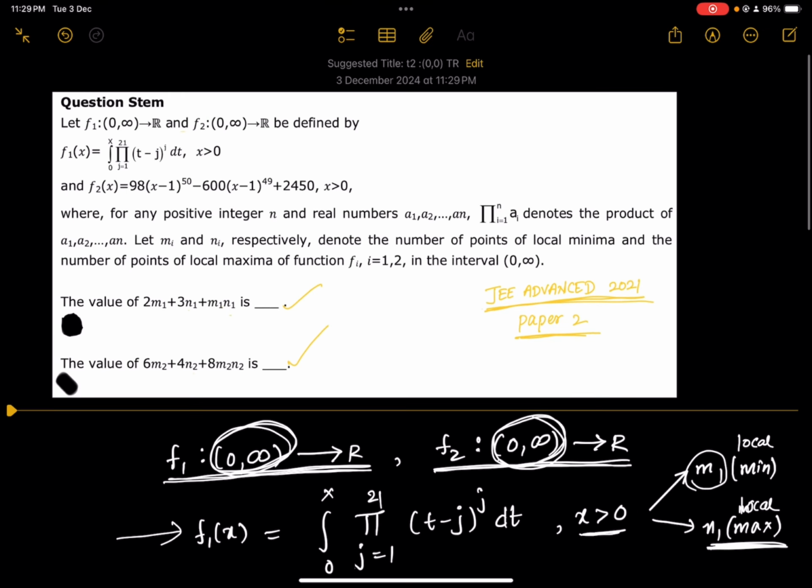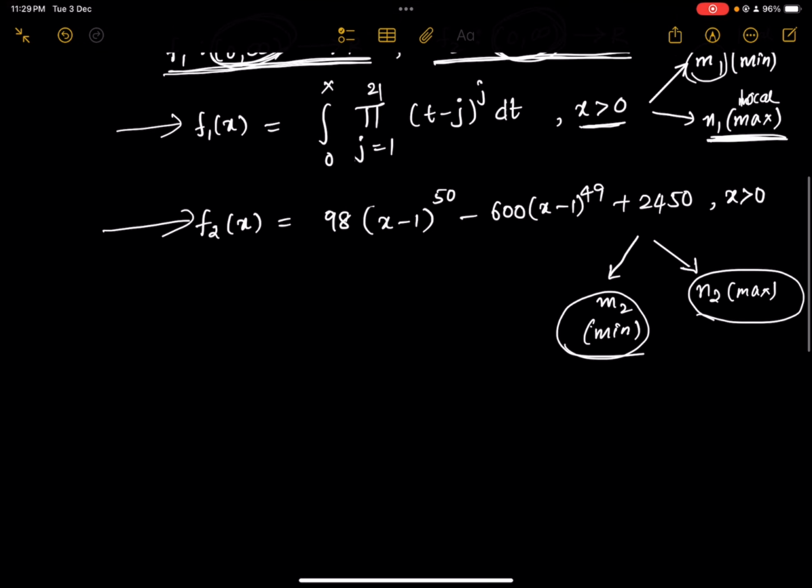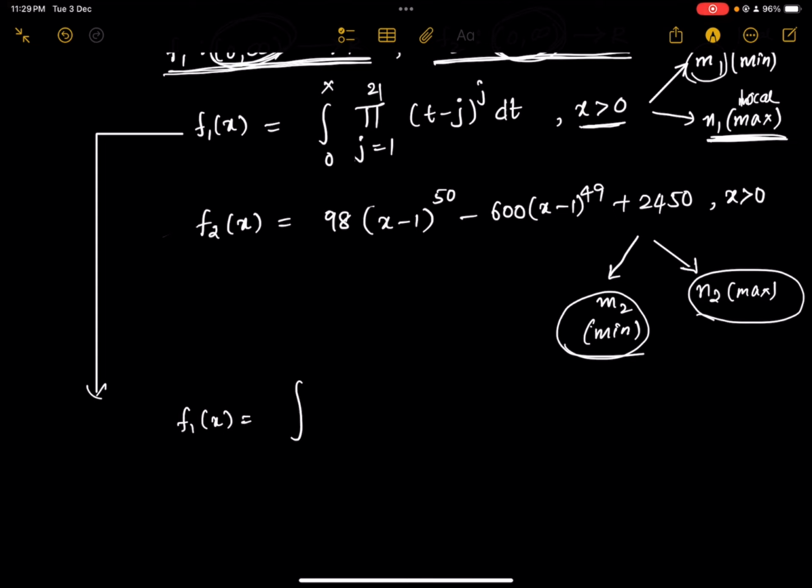So in the first question we are asked to find out this value 2m1 plus 3n1 plus m1n1. So let us consider the first function f1 of x. F1 of x is equal to the integral from 0 to x of the product, that means it is a product, of (t minus j) whole power j dt.